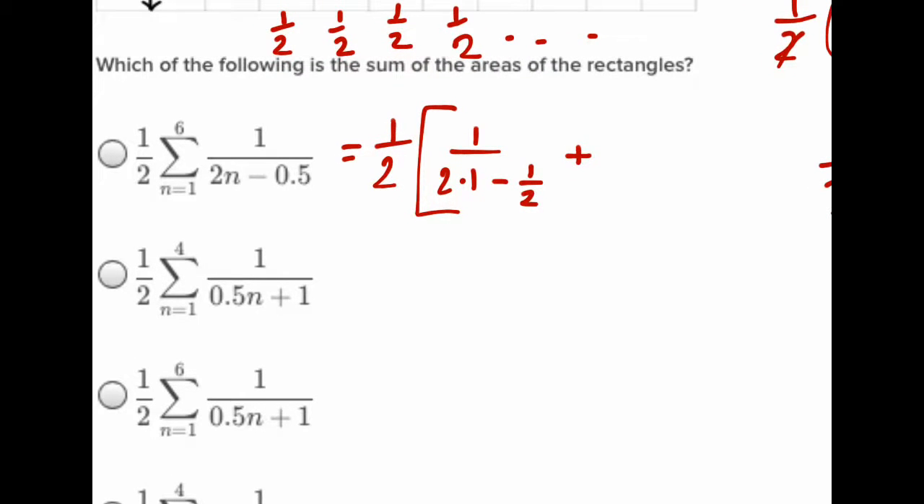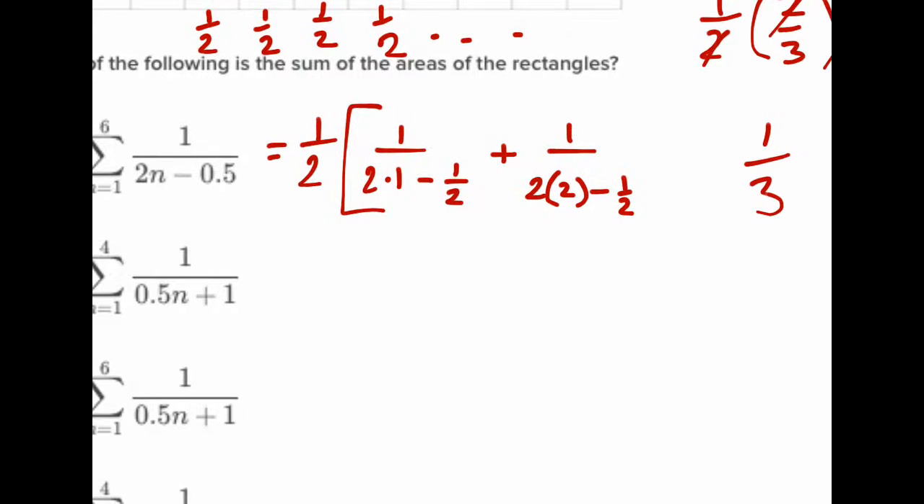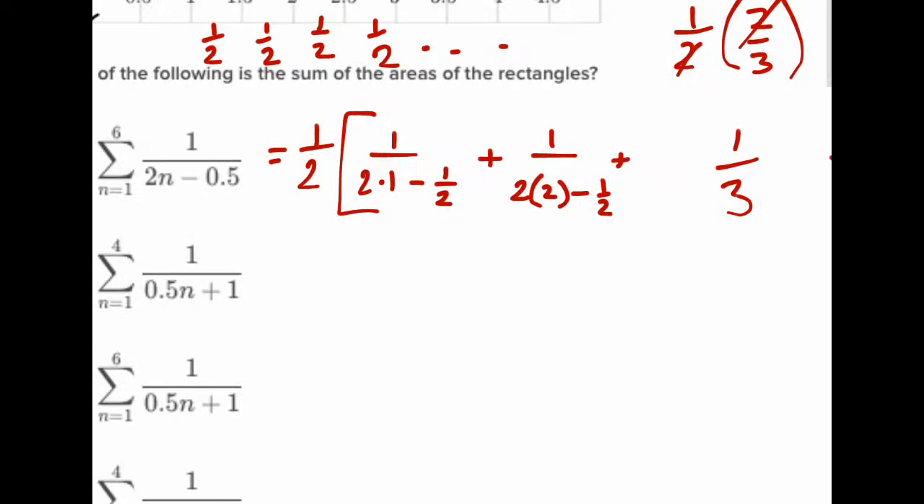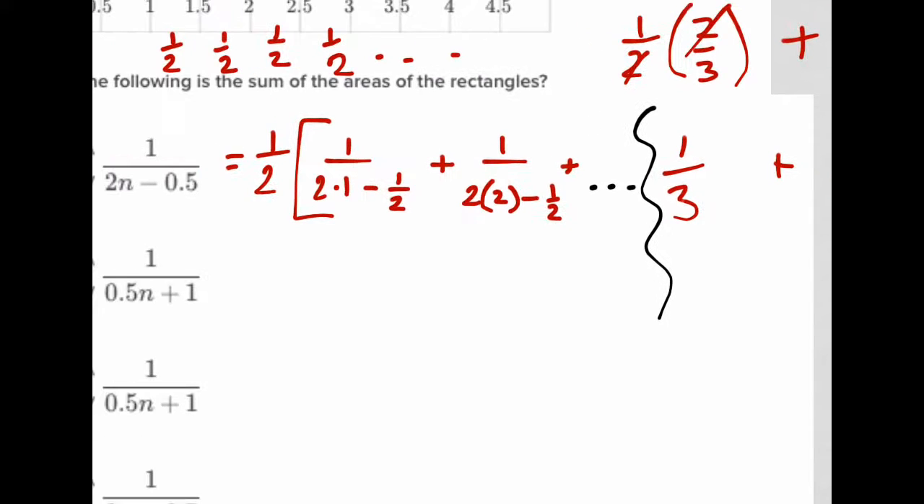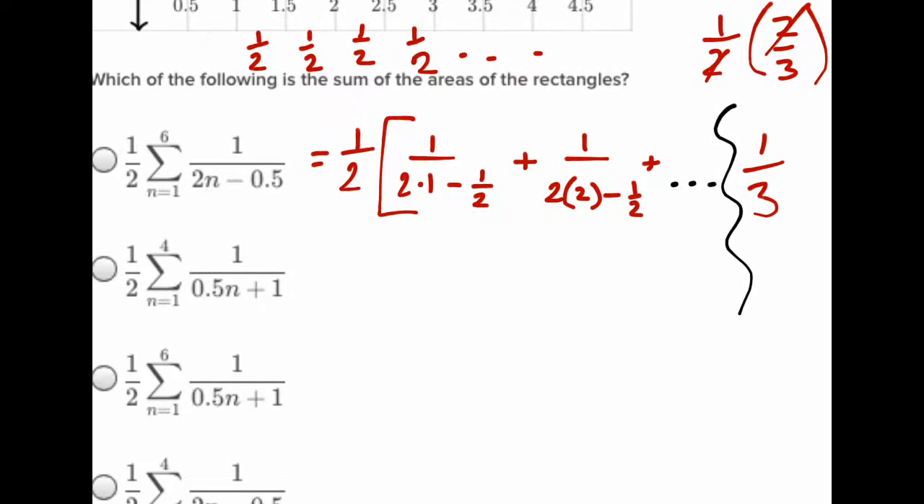1/2 times 2 minus 1/2. And then I'm going to continue on. I would continue on the next time I plug in a 3 for n, and then a 4, and then a 5, and then a 6. I don't keep going because this is where you stop.